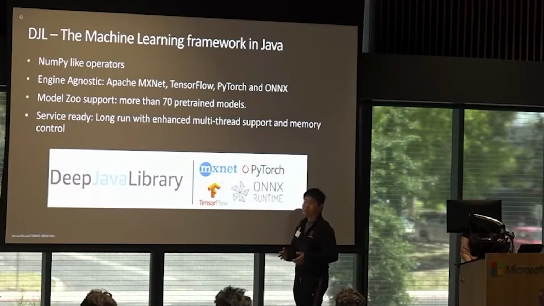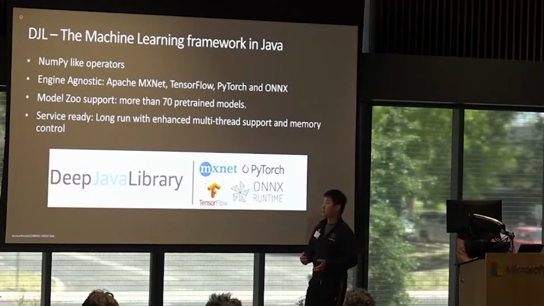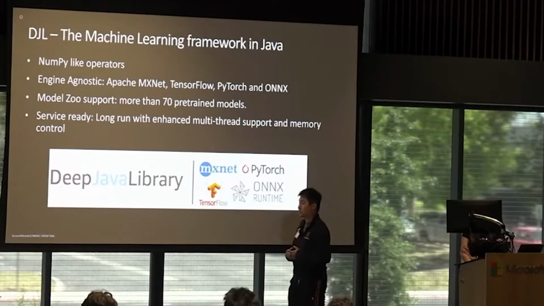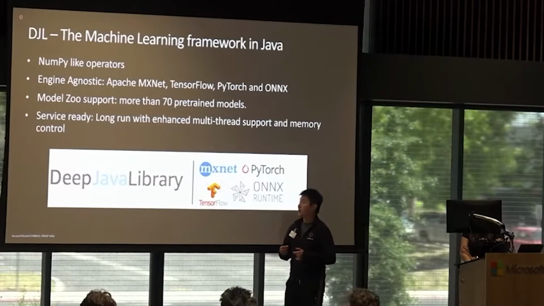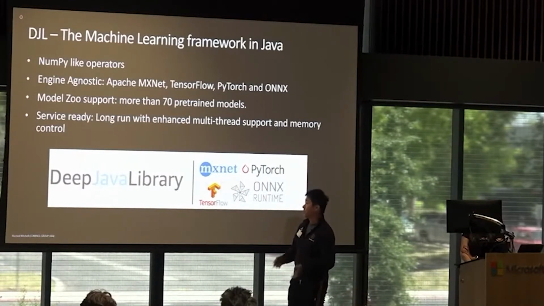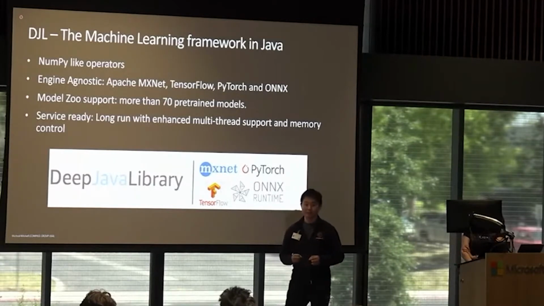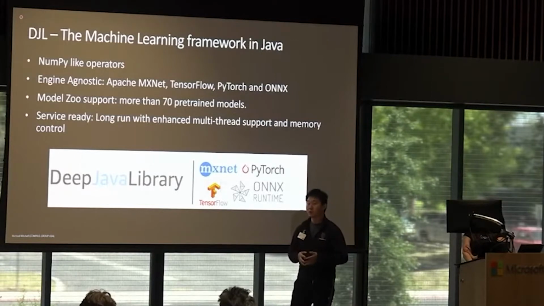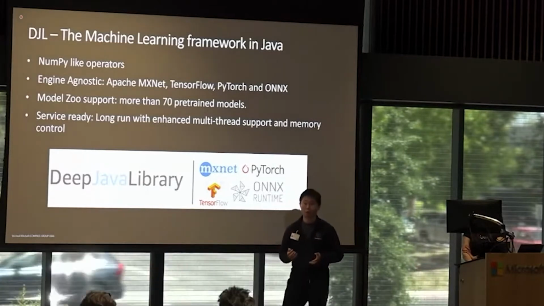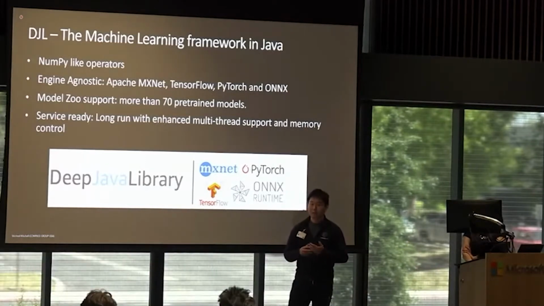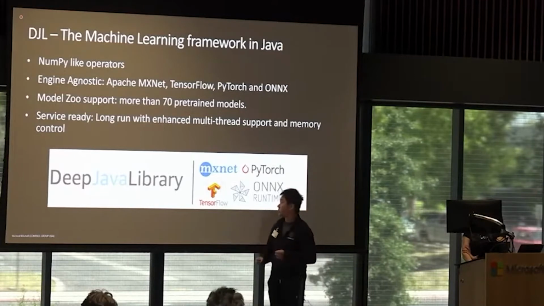And also on the engine side, the DJL library, since it's an abstraction layer, offers multiple backends. It can run Apache MXNet, TensorFlow, PyTorch, ONNX, Paddle, and a lot more, even including machine learning libraries like XGBoost. We also have a set of model zoo support with more than 70 pre-trained models that can be run directly within Java, like the popular Hugging Face models, or the models from the Torch Hub, from basic image classification to object detection, sentiment analysis, and also action recognition.